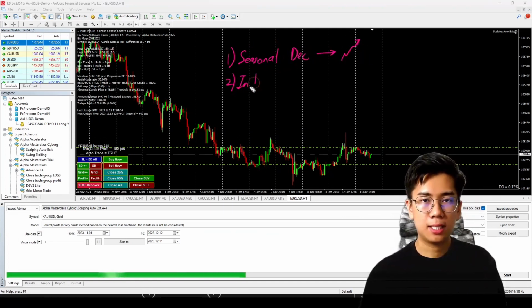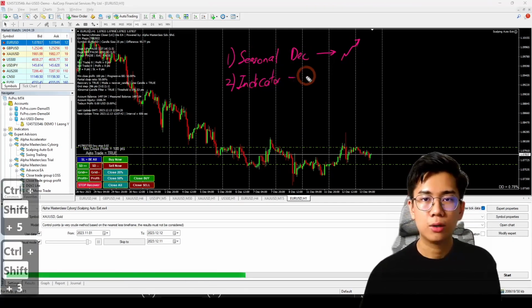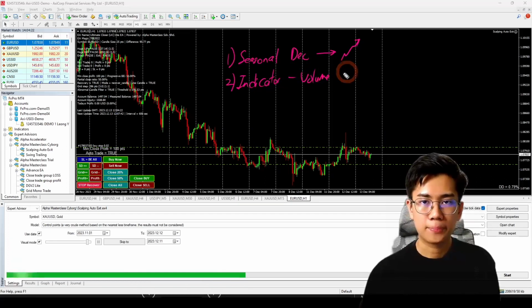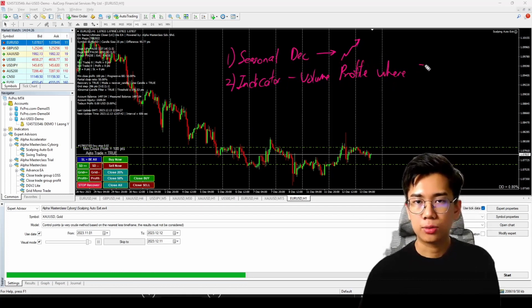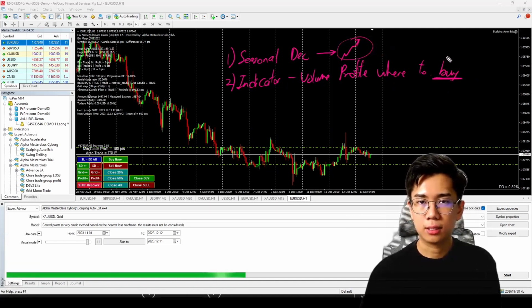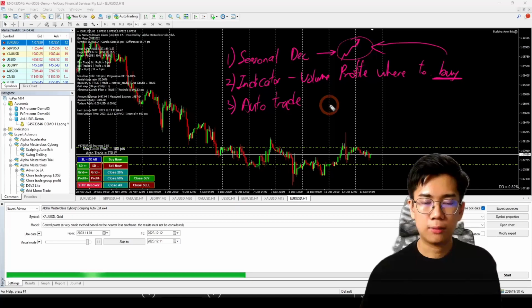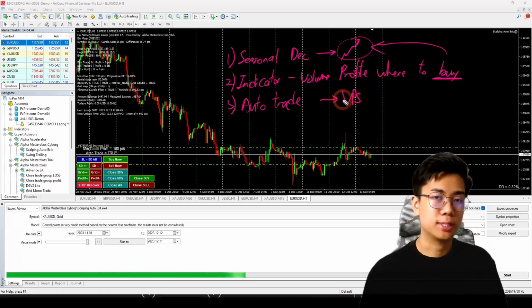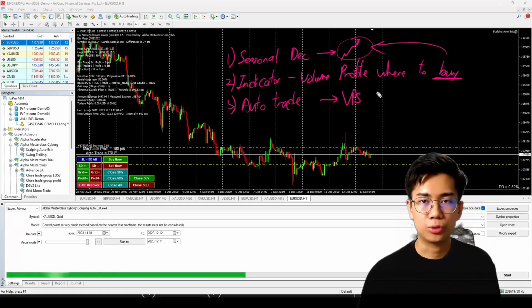Second, the indicator that I'm using is an easier one. We call it volume profile. Basically this tells you where to buy. And where to buy is referred to this. And number three is level with auto trading. Later, I will teach something about VPS, how to set up this auto trading system so that it can run 24/7.